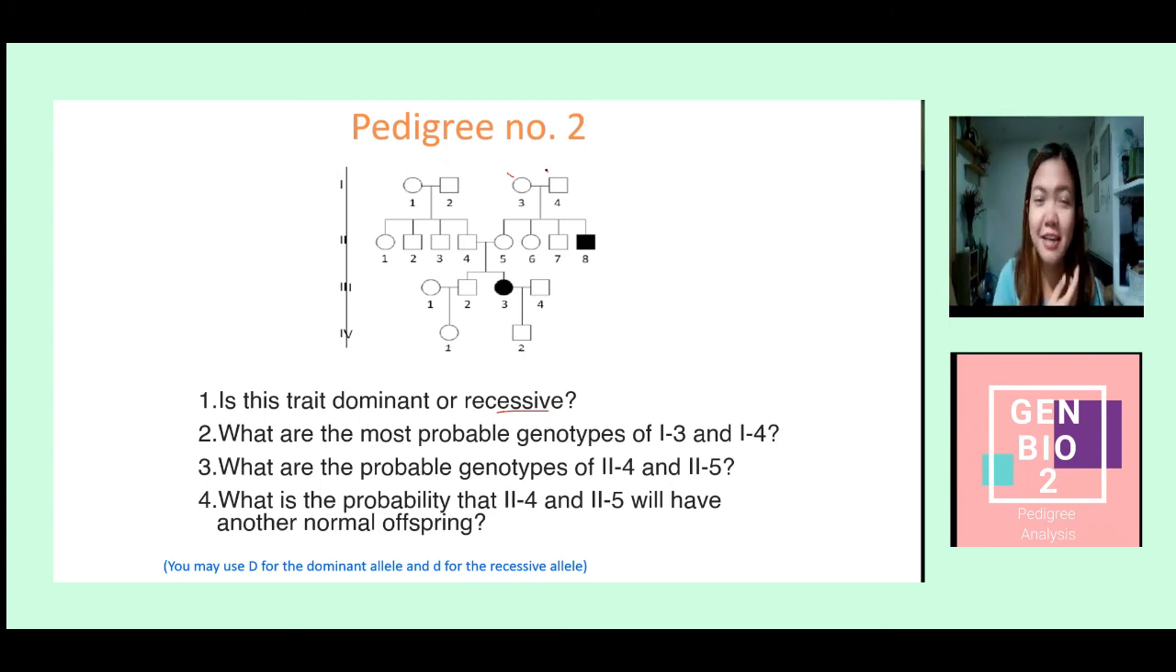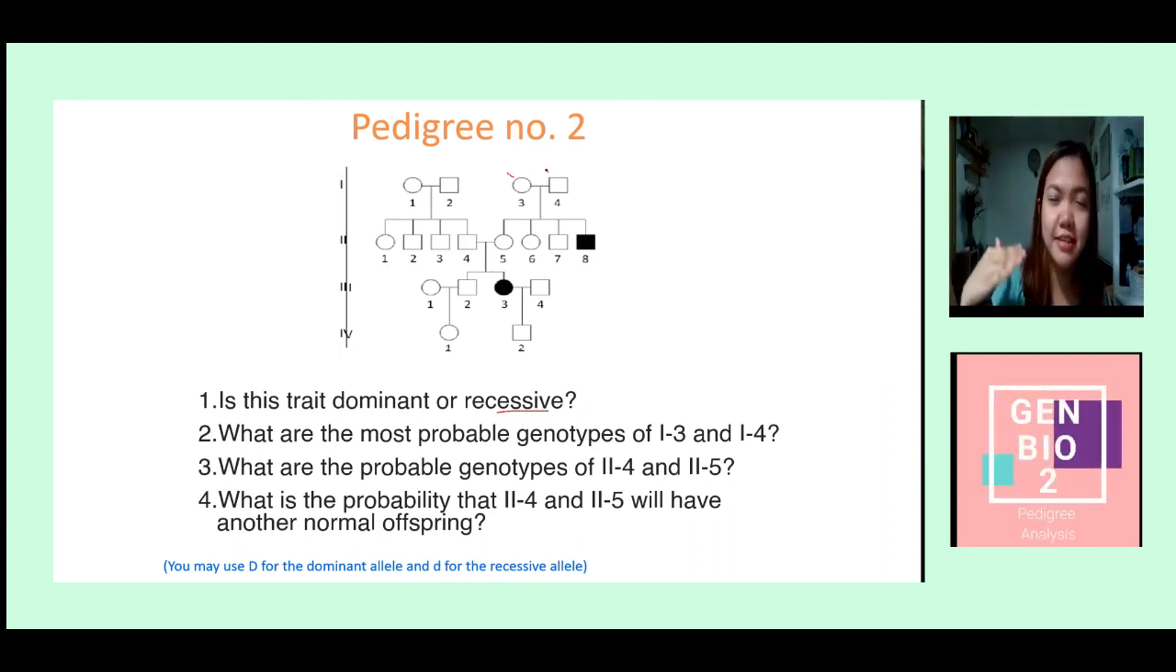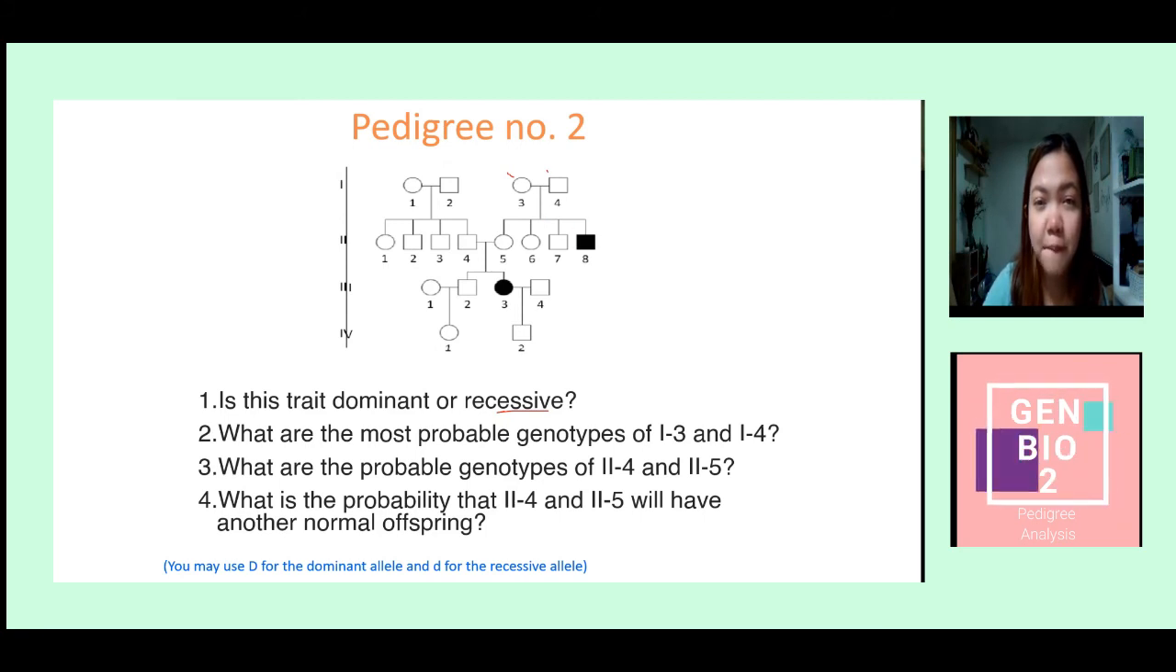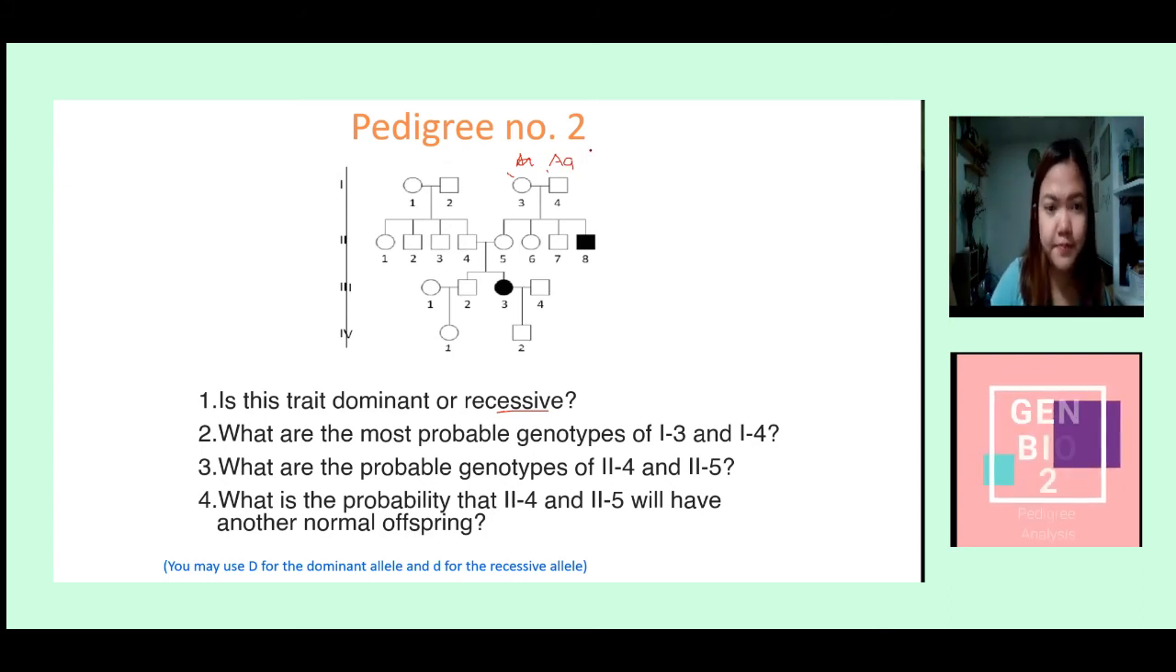So, ewan ko kung nakikita niyo yung pattern. Pero once na nag-trait, the pattern of inheritance is recessive. Tapos, yung offspring, may offspring na affected automatically. The only possible genotype of the parents is hetero and hetero.